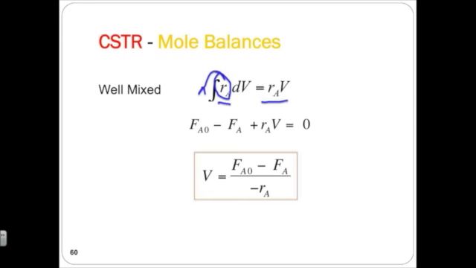Rearranging, we have our basic design equation. This gives us the volume V necessary to reduce the entering molar flow rate from FA0 to an exit molar flow rate, FA, where the rate of reaction in the reactor is occurring at minus rA.